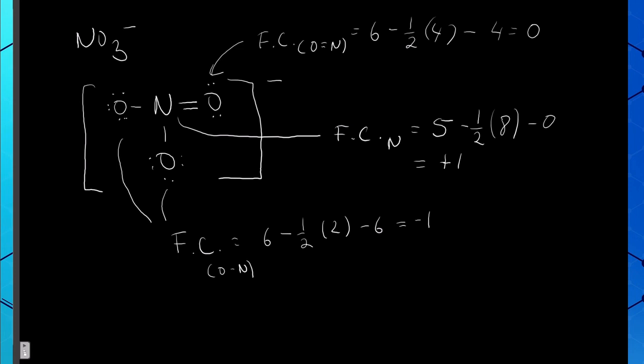So in this case, we see that we have 2 of these oxygens with a minus 1 formal charge, 1 with a 0 charge, and then plus 1. So this as a total adds up to minus 1, because we've got 2 of these oxygens that have a minus 1 formal charge, and then plus 1 for the nitrogen. The total adds up to minus 1.